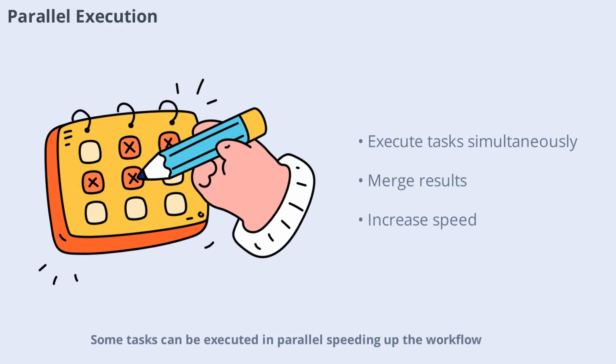Some tasks can be executed in parallel, speeding up the workflow. Agents can handle different subtasks simultaneously, then merge their results. This approach is especially useful in plan-and-solve prompting where multiple steps can be tackled at once.